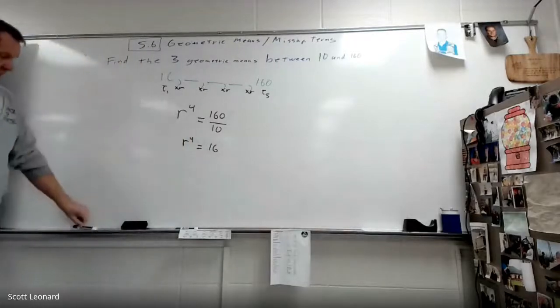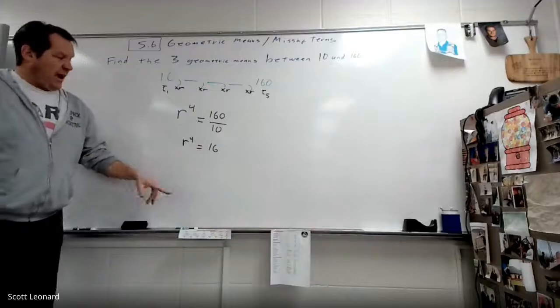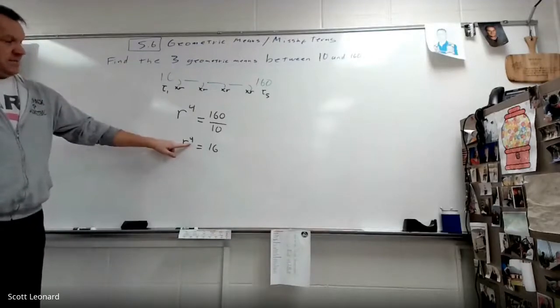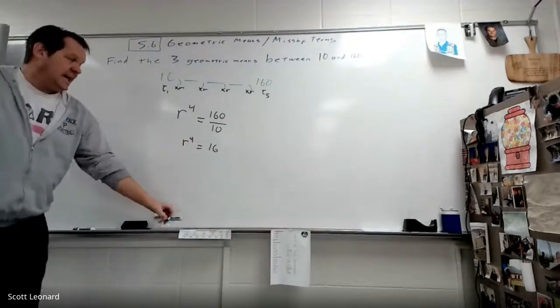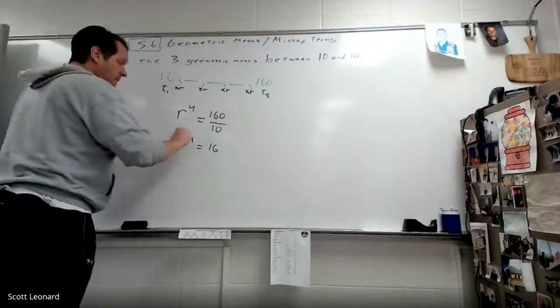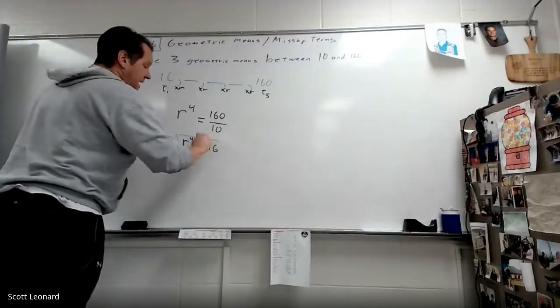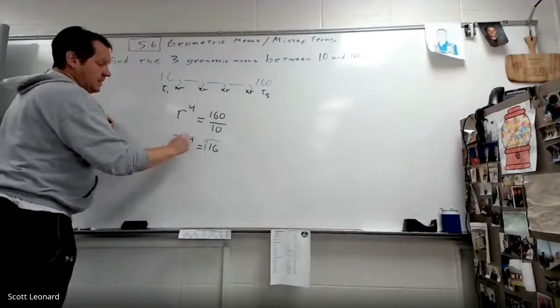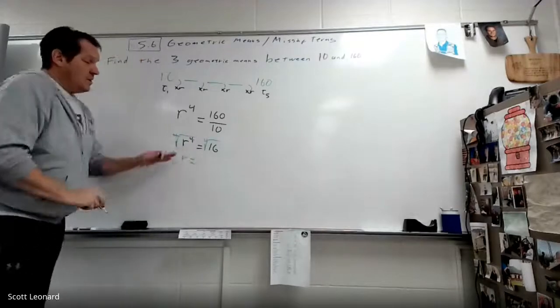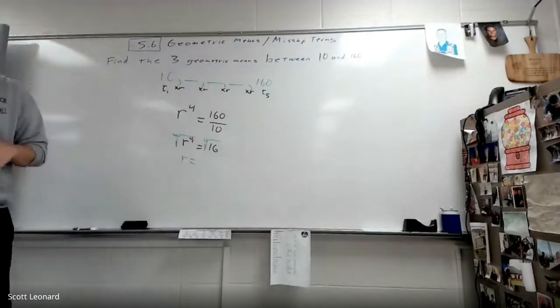All right, now in order to solve an equation, I want to do the opposite of taking something to the 4th power. I'm going to take its 4th root. So when I do that, these will cancel. I'll get R equals whatever the 4th root of 16 is.